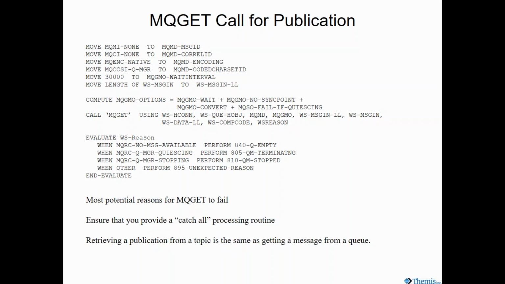Set the length of message in. Now, I am telling MQ how big the message is, what I can accept, and I'm setting the length. Anything bigger, I'm going to get an error. Setting the options: wait, no sync point, which means the moment I get the message, it's gone. Do convert, because it could be coming from another platform somewhere. And of course, fail if quiescing, because I am waiting. I want it to fail if they're trying to shut down MQ.